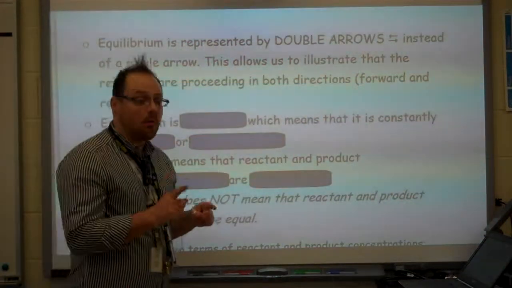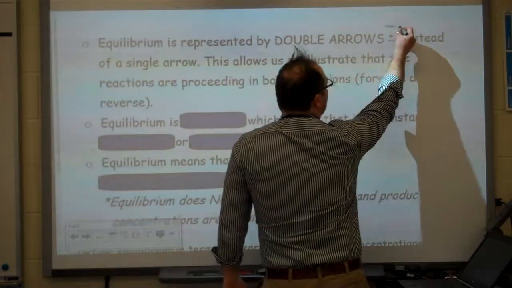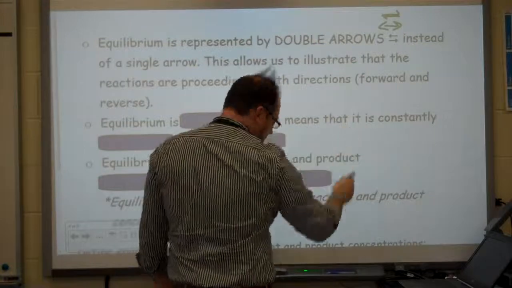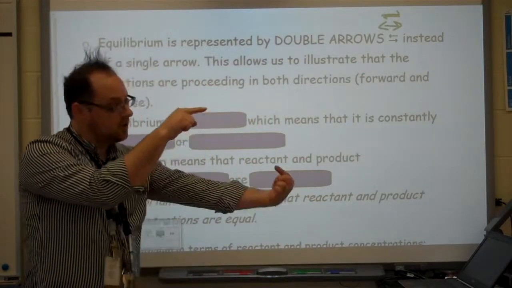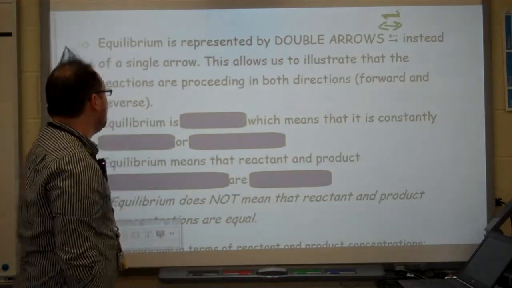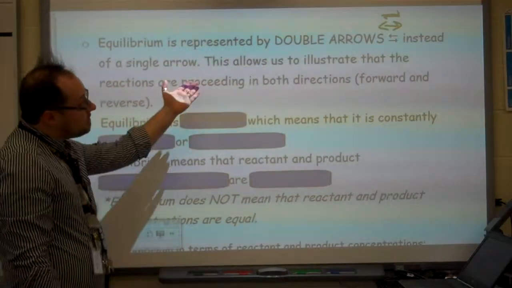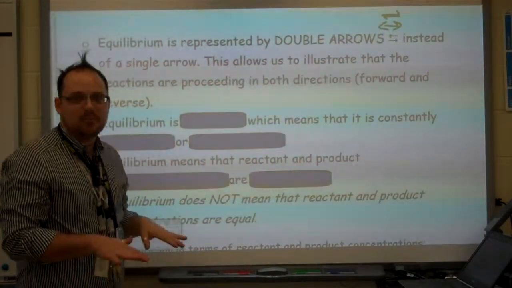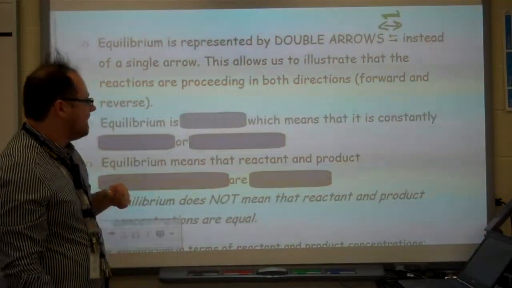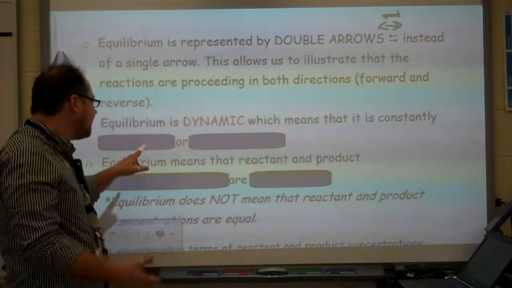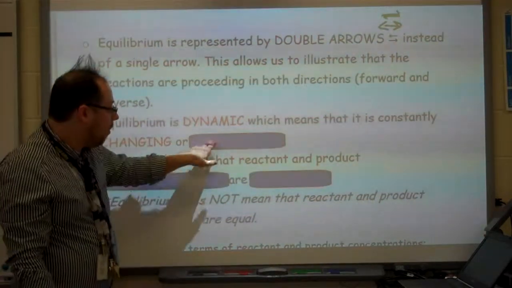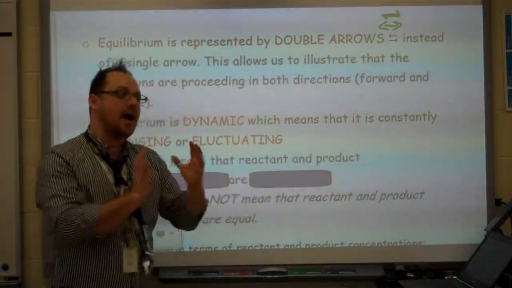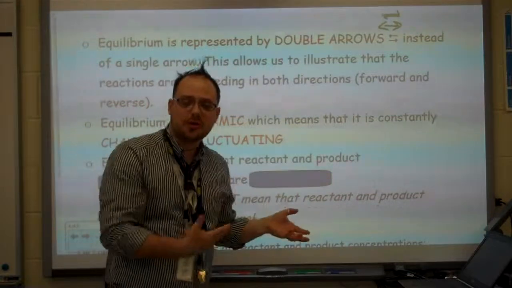Equilibrium is represented by double arrows. Sometimes it's a double-headed arrow like this. Sometimes it's a sliver in one direction and a sliver backwards. But usually you have an arrow in one direction and an equal-sized arrow in the other, instead of just a single one. This lets us show that the reactions are proceeding in both directions, forward and reverse, at the same time. Equilibrium is dynamic, which means that it's constantly changing or fluctuating. The equilibrium might shift in a direction, forward or backwards, depending on what kind of stress we put on the system.